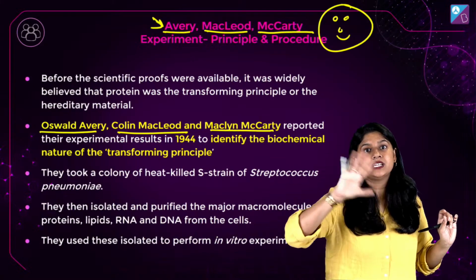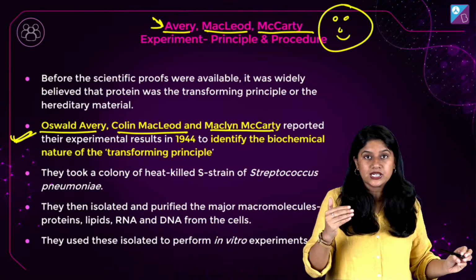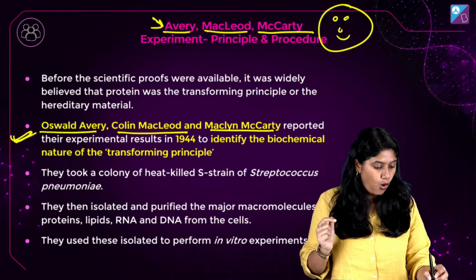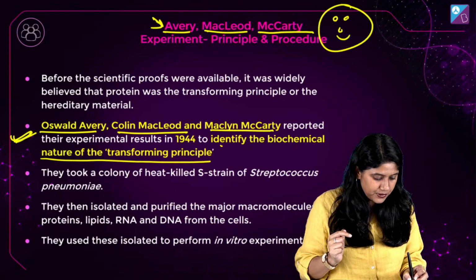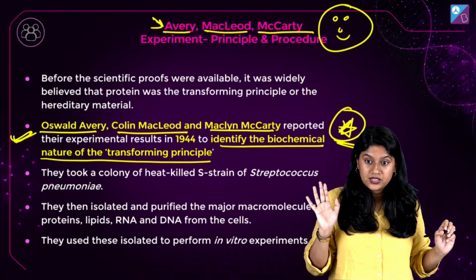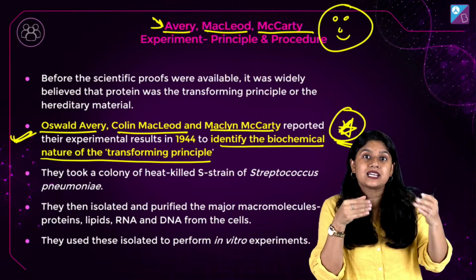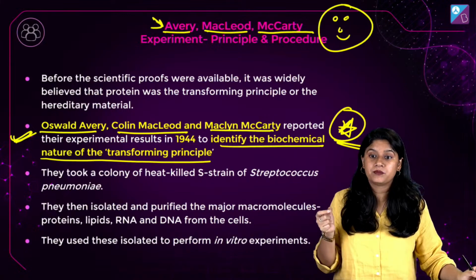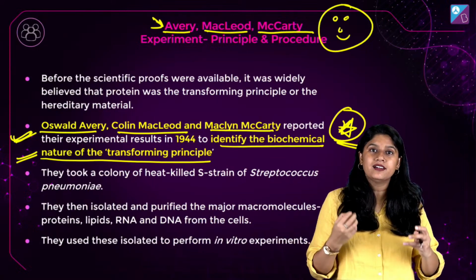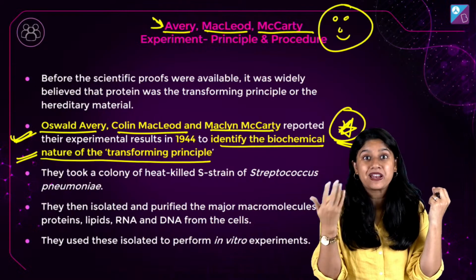From the year 1933 to 1944, we saw these scientists performing various experiments to identify the biochemical nature of the transforming principle. Everyone, are we clear? Yes, this is super important. They had to find out the nature of the biochemical that is present. That was the initiation of the experiment that they had to do.